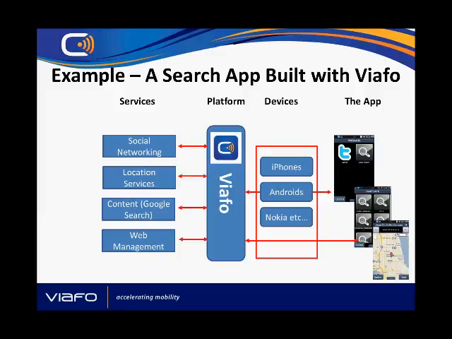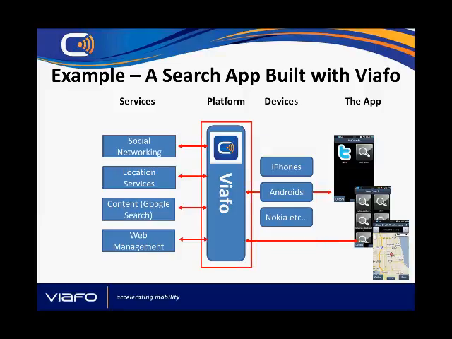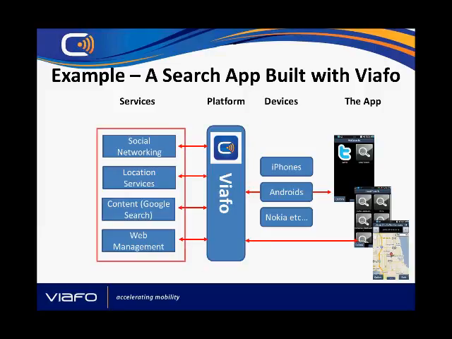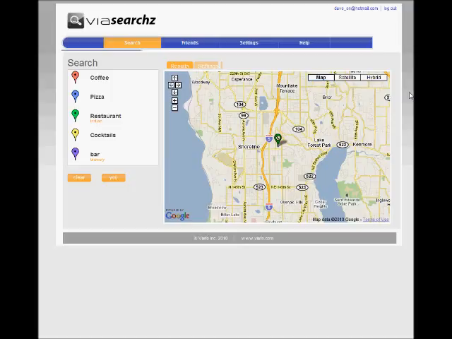We then have this hooked into the platform, which provides the connectivity out to all of the main services we're using. So you just have a single point of contact into those services. So social networking such as Twitter, location services, content which we're getting from Google in this case, and we're providing a web management interface to put it all together, which could either be for your users or for you. So let's take a look at the web interface to start with.